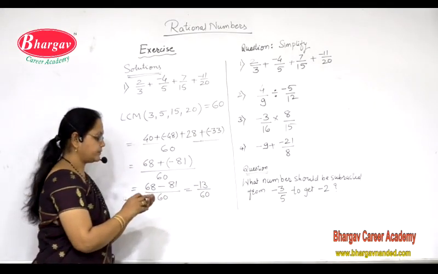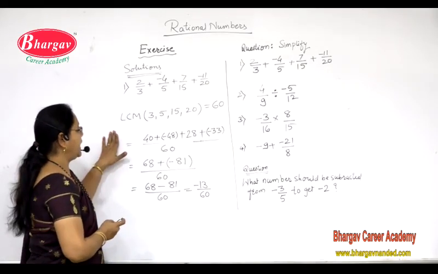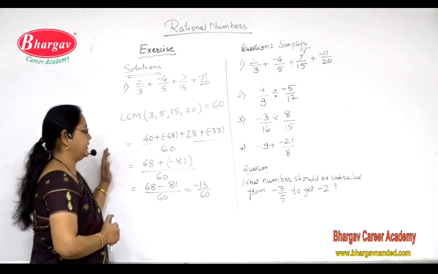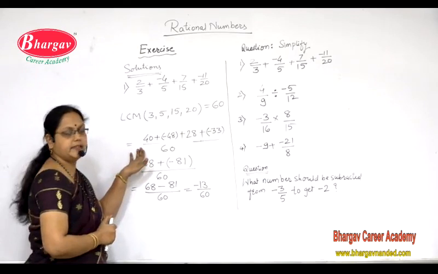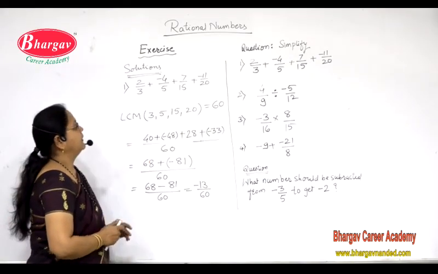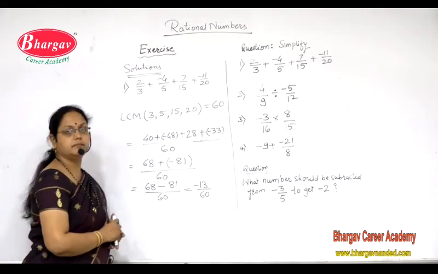That's your answer. So while using the LCM technique, you will have fewer steps than using the cross multiplication technique. So you prefer all the time this LCM technique to add rational numbers. Okay. You can take the screenshot of this example.